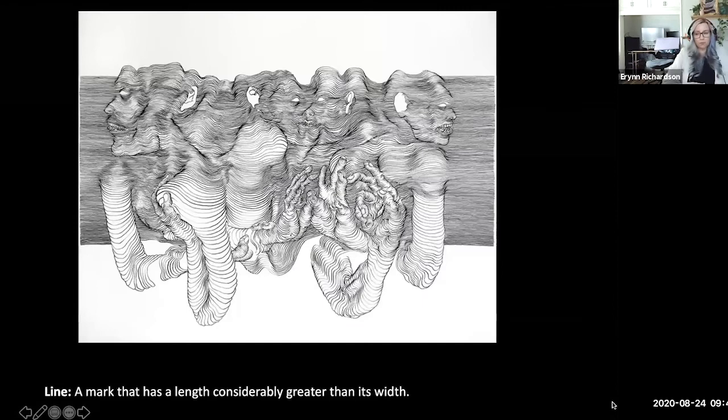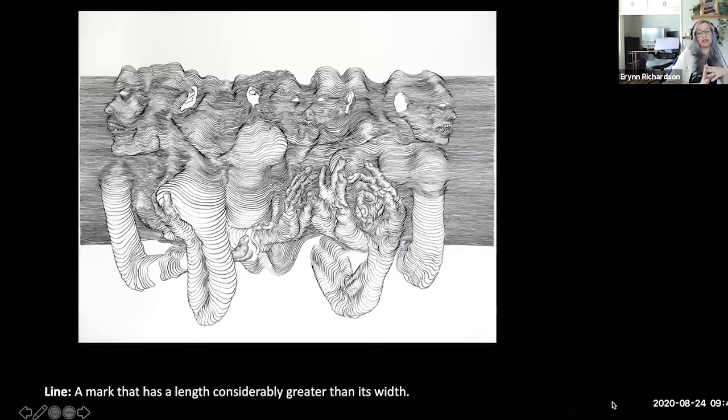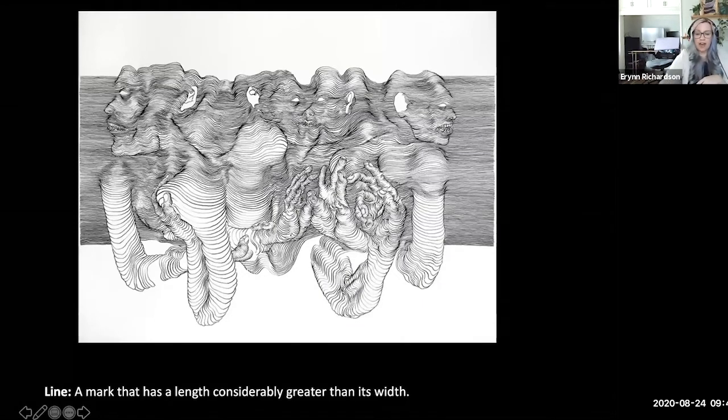Talking about lines. Lines are actually my favorite element of design. It's kind of the most simple, but it's the building block for pretty much all the other ones, which I think is really exciting. So the definition of line is a mark that has a length considerably greater than its width. So again, just anything longer than it is wide.